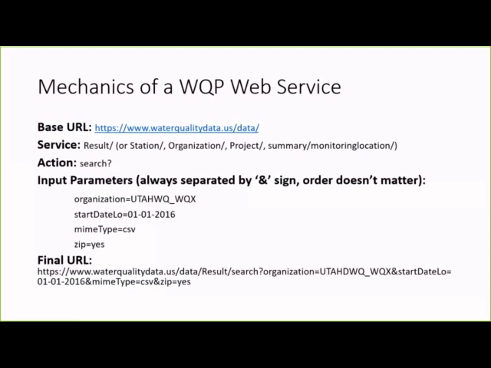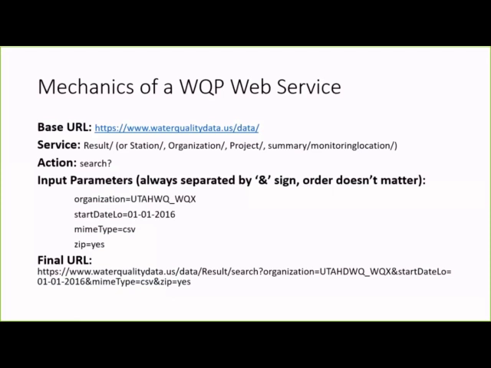So the organization resolves to this input parameter, organization. If I wanted Utah Water Quality WQX's data, I just say organization equals Utah_WQX. If I wanted it from 2006 onward, I would give it that start date low of 01/01/2006. And then these other two input parameters are pretty default: give me a CSV file and go ahead and zip it up. If I don't want it zipped up, I just say zip equals no.